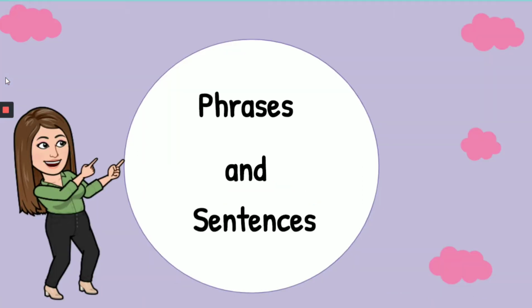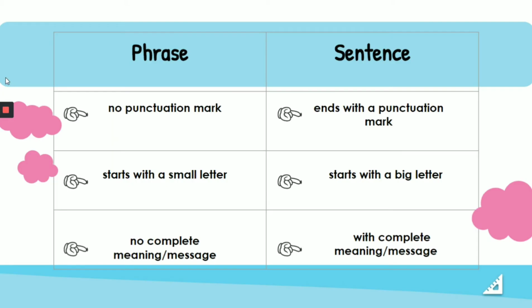Last week, we discussed phrases and sentences. We learned the difference between a phrase and a sentence. Remember that a phrase has no punctuation mark, while a sentence ends with a punctuation mark. A phrase starts with a small letter, but a sentence starts with a big letter. And a phrase has no complete meaning or message, but a sentence has complete meaning or message.